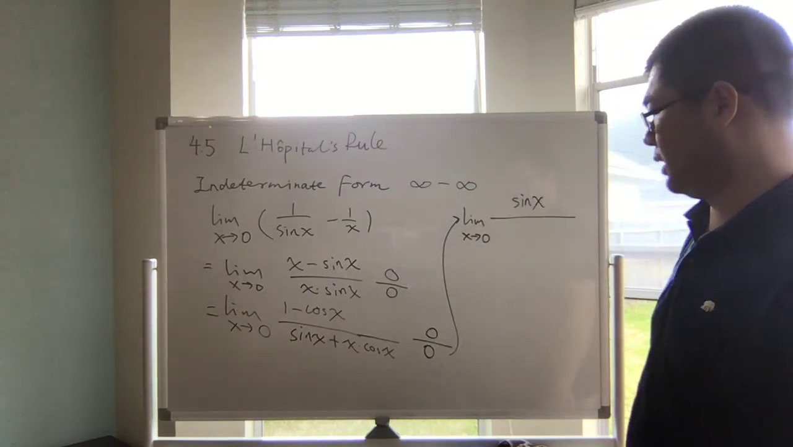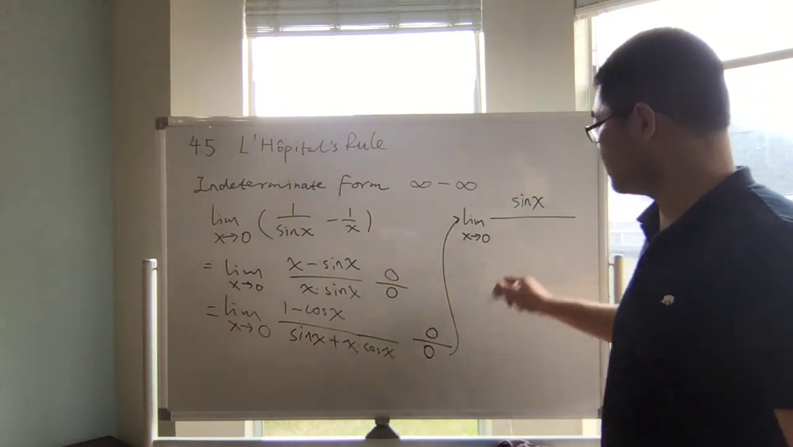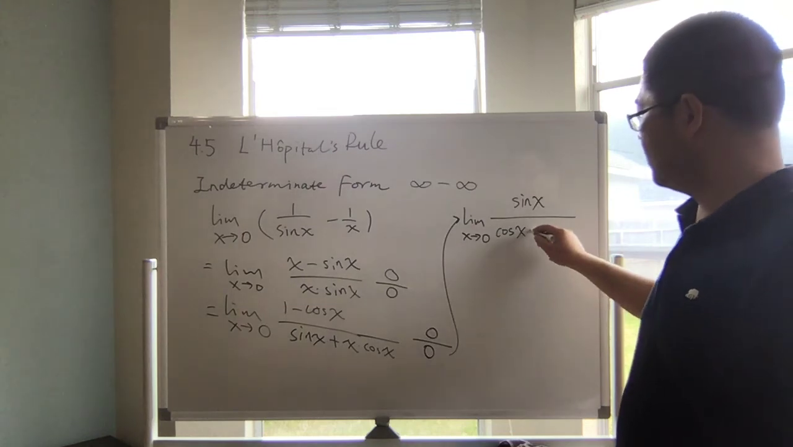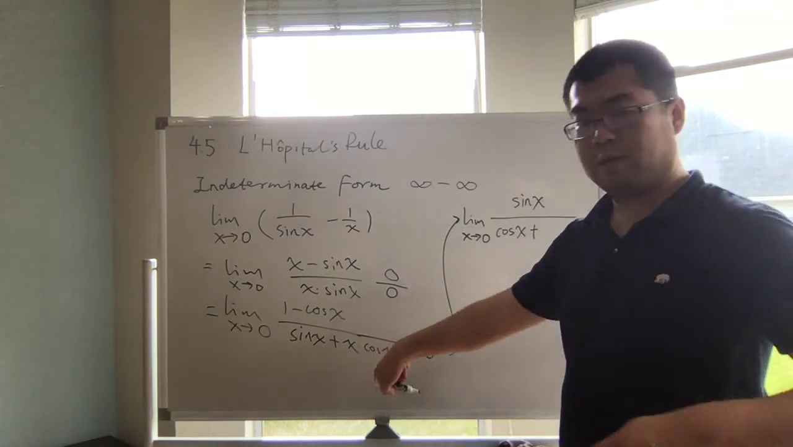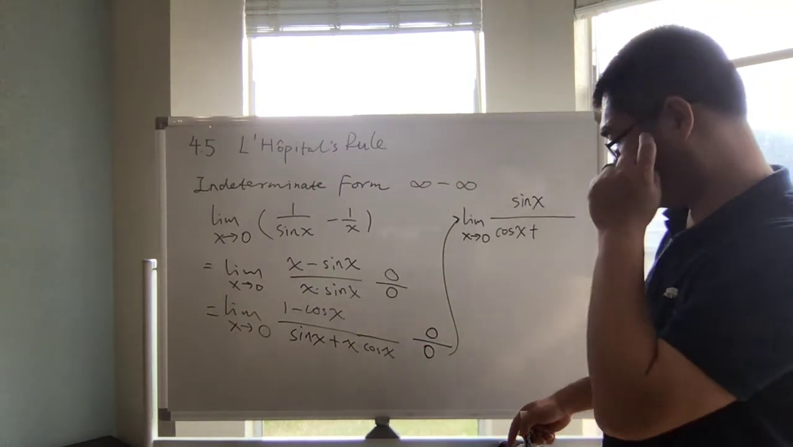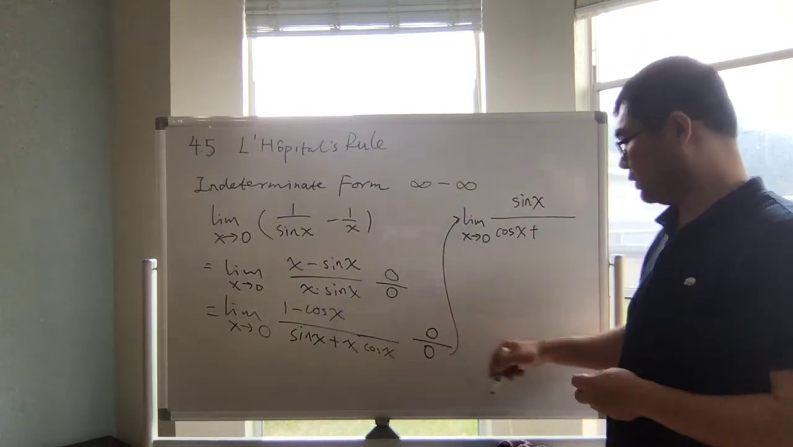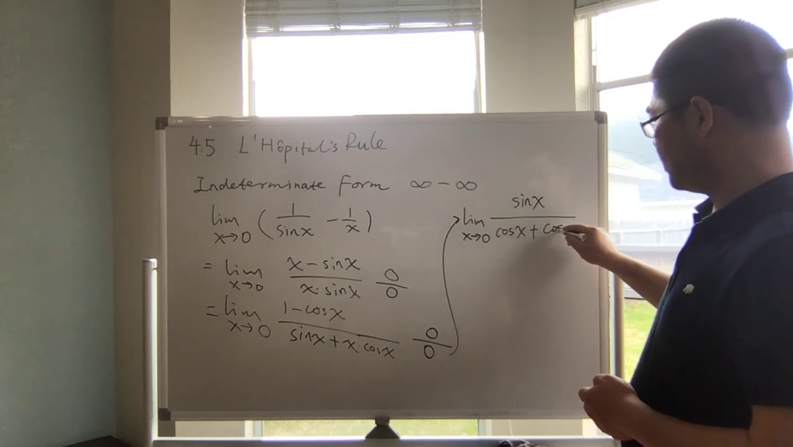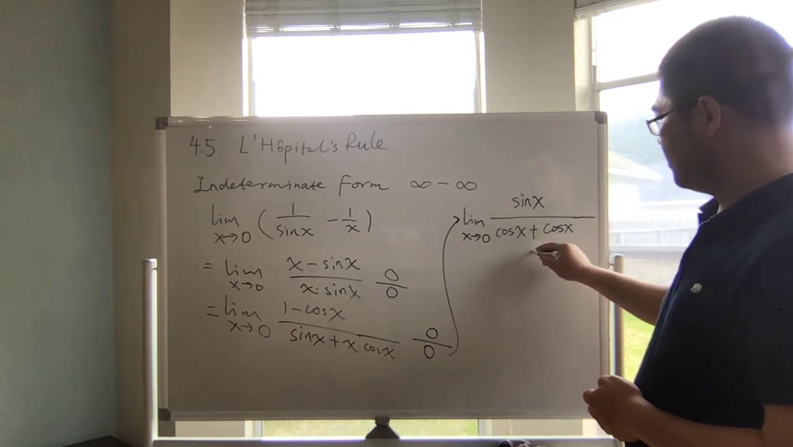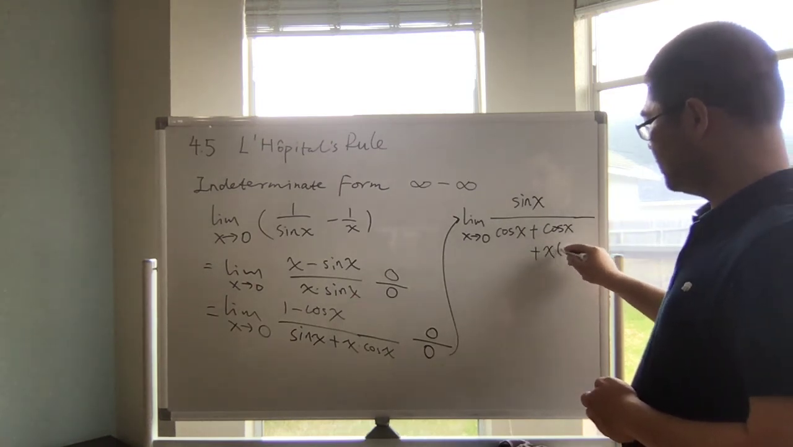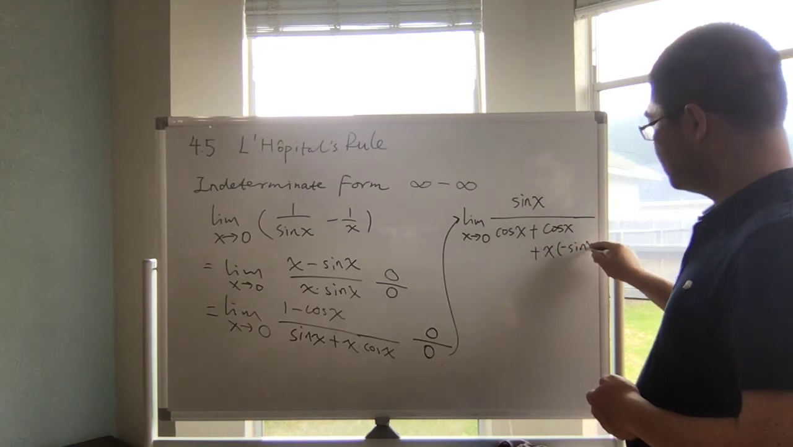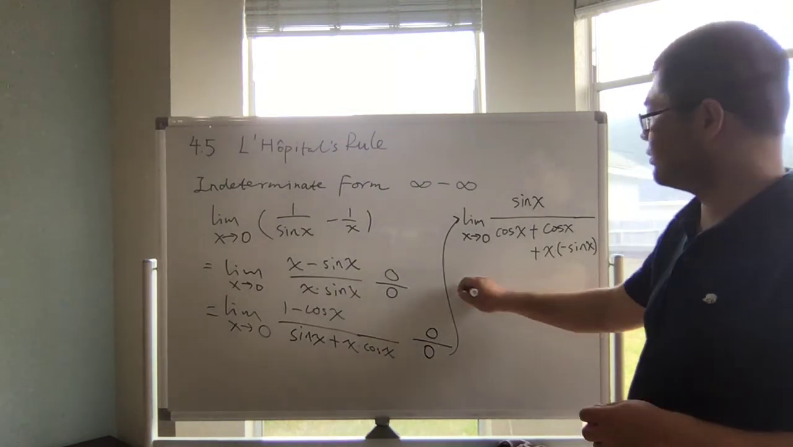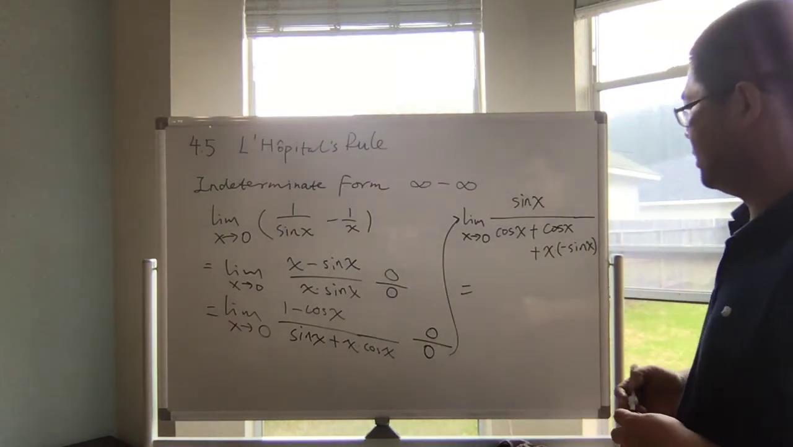Okay, so right now the derivative of the top is sine of x. The bottom, let's see what happens. So it's cosine x, right? Plus, again, for this part you're going to apply the product rule, which gives us cosine x plus x times negative sine x. Okay, product rule here.